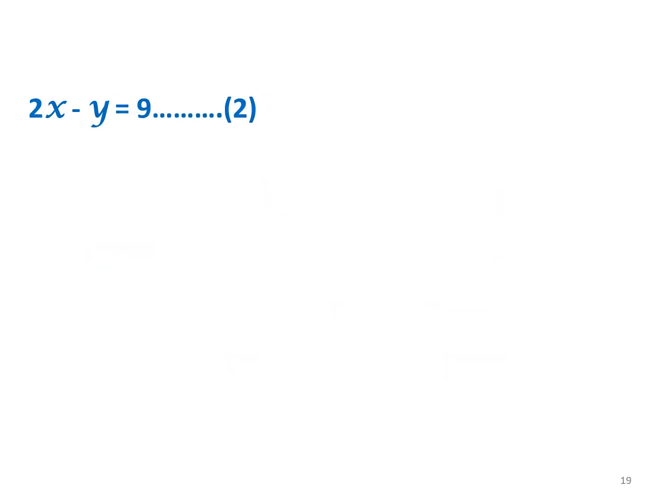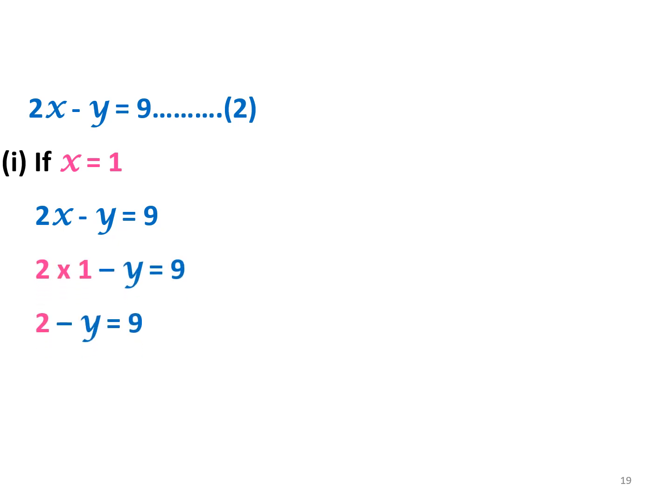Move on to the next equation. 2x minus y is equal to 9. If the value of x is taken as 1, substituting x is equal to 1 in equation 2x minus y is equal to 9. 2 into 1 minus y is equal to 9. 2 minus y is equal to 9. Minus y is equal to 9 minus 2. Minus y is equal to 7. Y is equal to minus 7.